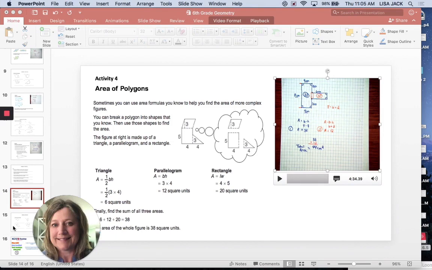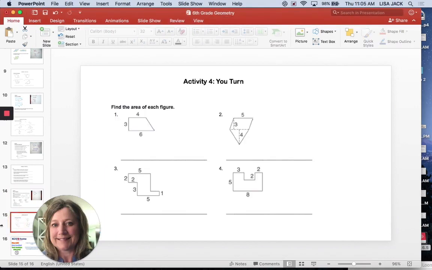Okay, so let's go ahead to the your turn. There's your activity of 4 problems. I want you to remember that you can always go back and watch that video on how to decompose shapes. And there's 4 problems there, and they're using all shapes that you know how to use.